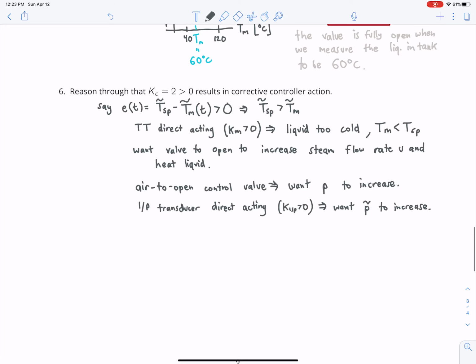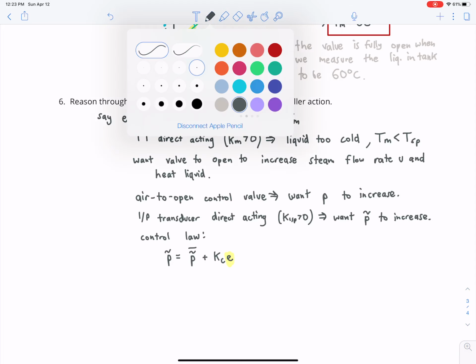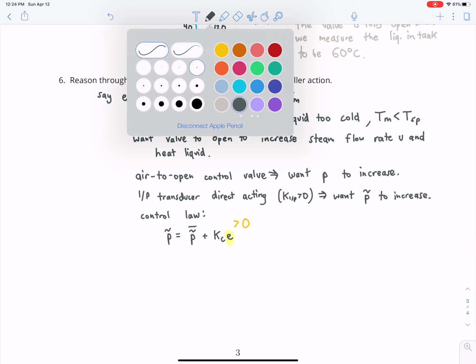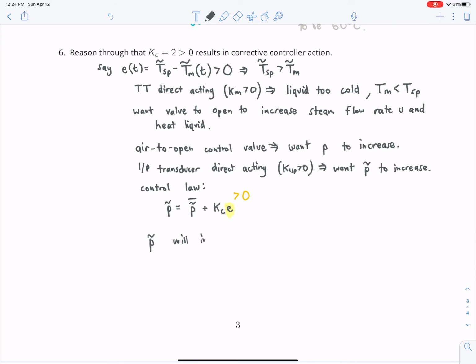All right, so now finally we've reached the controller, and then the control law, which is P equals P tilde bar plus KC E. So for this term here, the error is greater than 0, right? By our supposition. And so what we conclude is P tilde will increase, or it will be bigger than the bias. What I mean is P tilde will be greater than its steady state value if and only if Kc is greater than 0, right? Because then we'll have a positive term here, right?